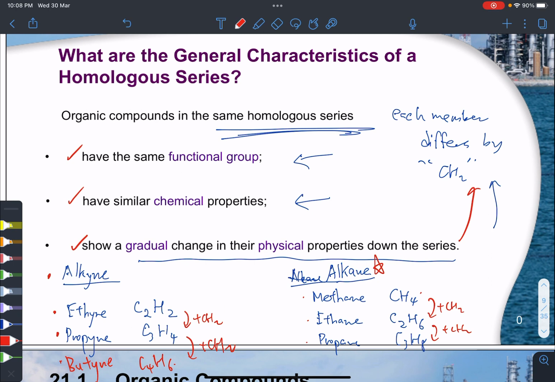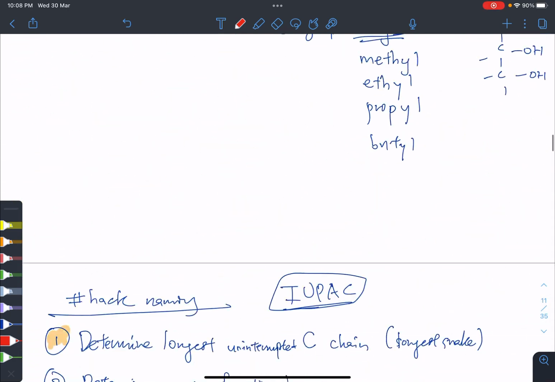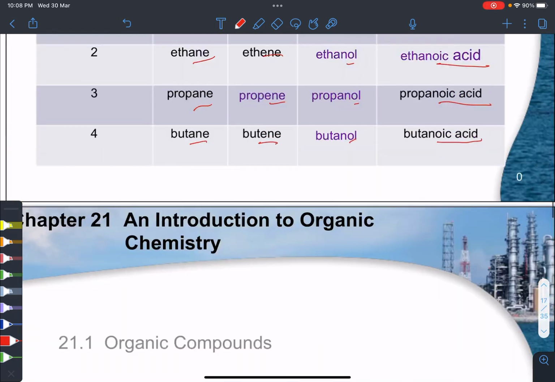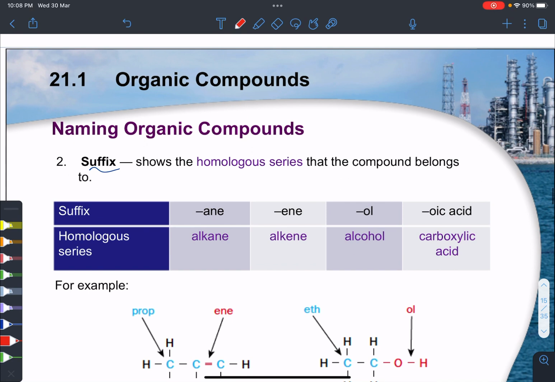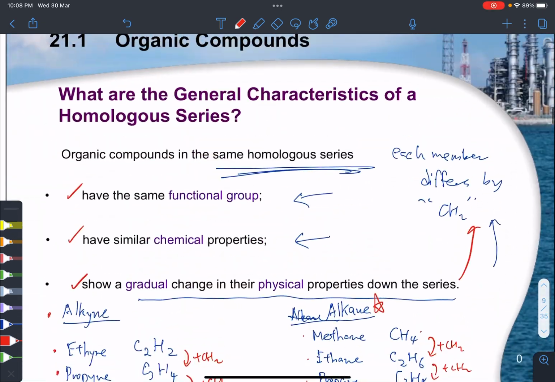Alright. Okay, next. Naming is a little bit of a pain. If you look at the slides, it will be things like prefix, and then suffix. I don't know too many English words, so I will give you my hashtag hack.